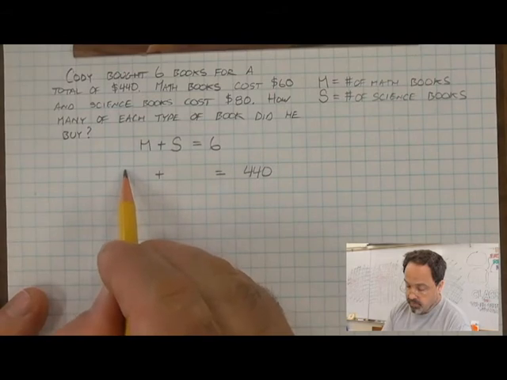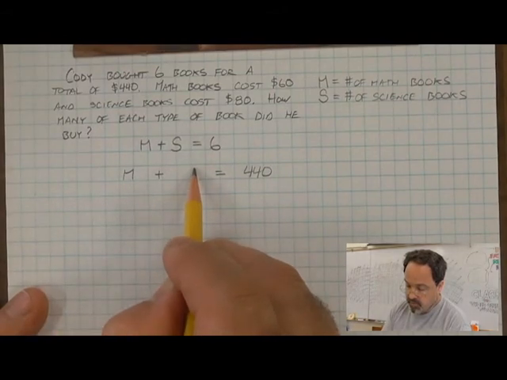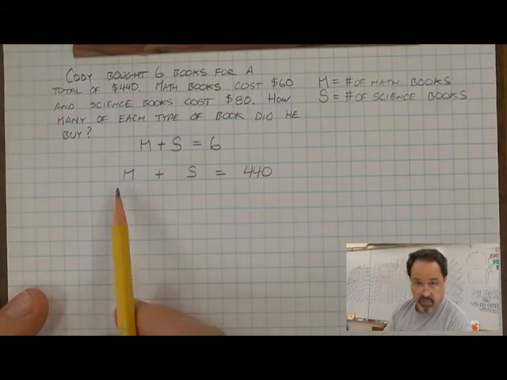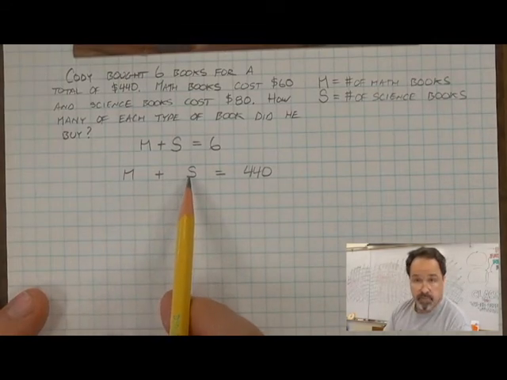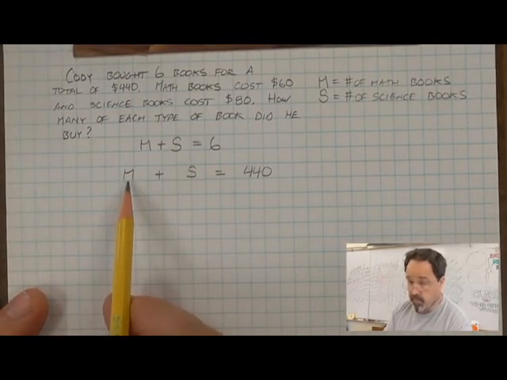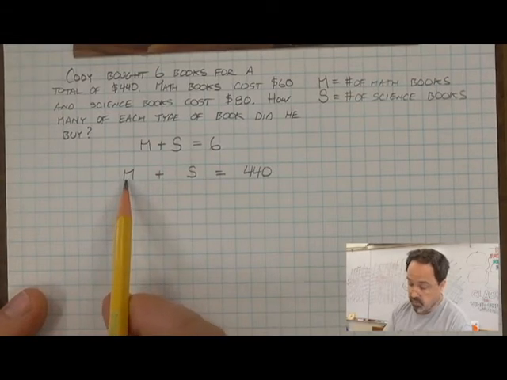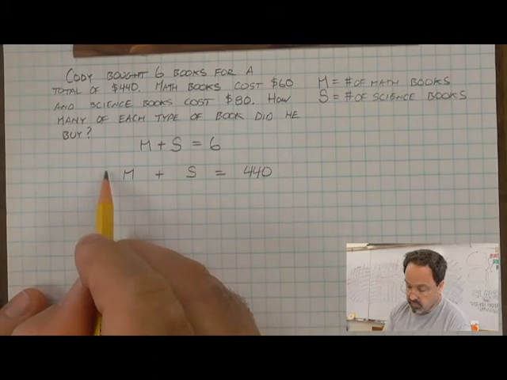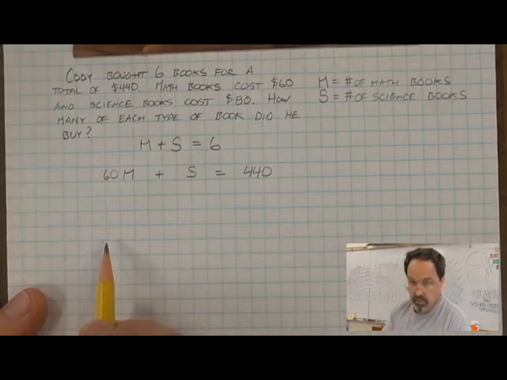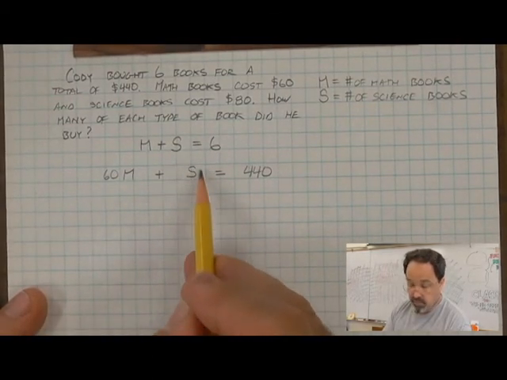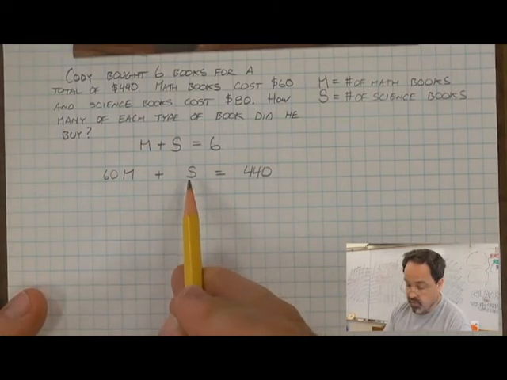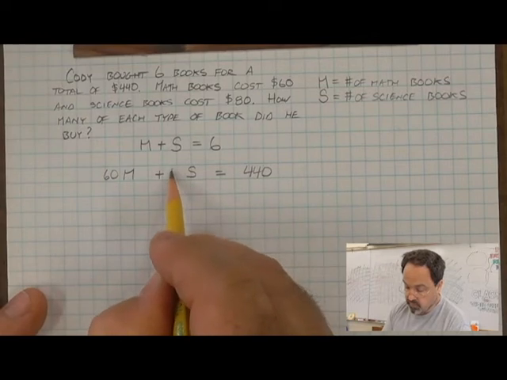How do I add that together? The cost of the math books and the science books is not the same as just those variables. M stands for the number of math books purchased. But to find the cost of all the math books, I have to multiply the number of math books times the cost of each one, which the problem tells me is $60. And if I'm going to add to that the cost of all the science books, I need to multiply the number of science books purchased, S, times the price of each book, $80.